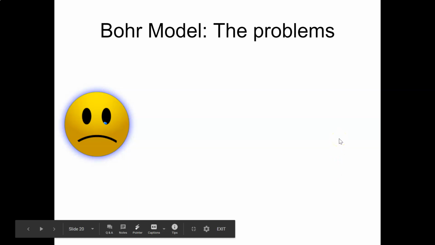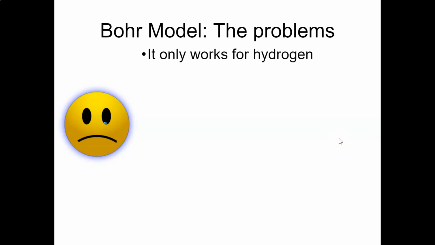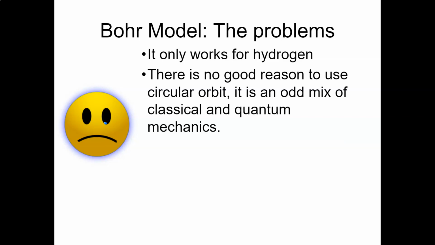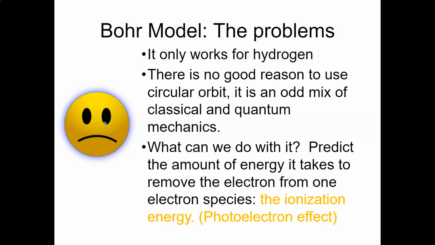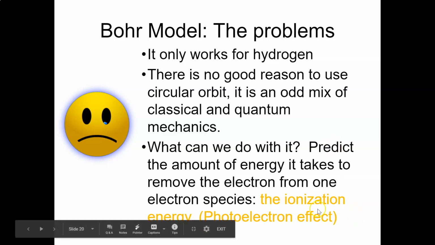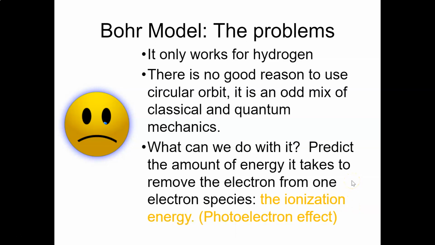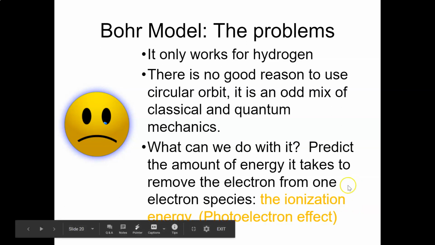All right, what are the problems with the Bohr model? So it only works for hydrogen, we know that. There's also no good reason to use a circular orbit, like Bohr said. You know, planets orbiting the sun, going around in a circle or an oval type orbital. So it's really a mix of different kinds of classical and quantum physics, and it just doesn't really work. But what we can do with it is use it to explore the idea of the photoelectron effect, which allows us to calculate ionization energies. We will get into that a little bit later.